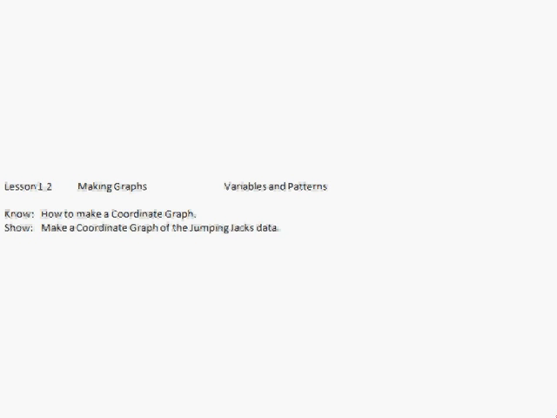Alright, welcome to lesson 1.2 out of variables and patterns. Today we're going to look at how to make coordinate graphs. Now, coordinate graphs are a new kind of graph for most people. Some people might have seen them, most people may have not. So today we're going to make a coordinate graph of the jumping jacks data. The jumping jacks data is from lesson 1.1, so if you just did that, this makes sense.